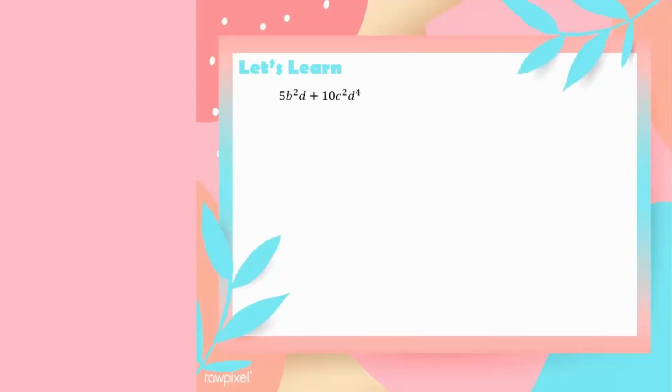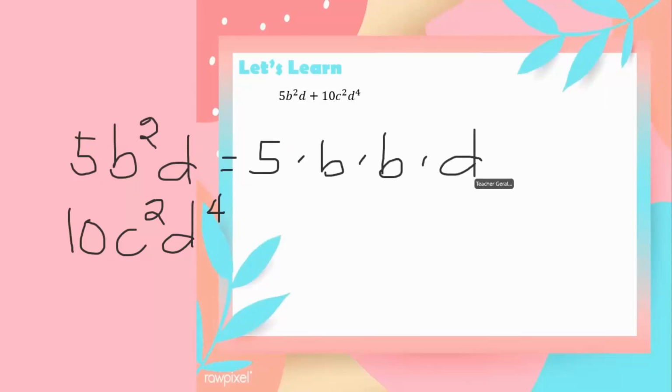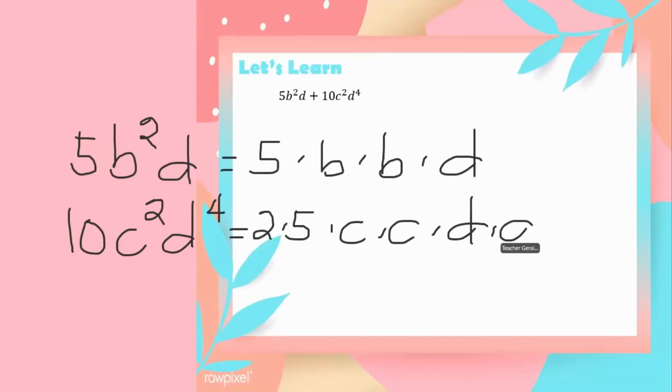Medyo madali na to kasi dalawang terms lang. So, 5b squared b. Okay? At itong isa ay 10c squared b to the fourth power. Okay? So, let's try to get the prime factorization. 1 at saka 5. So, 5 na lang lagay natin. Times b times b times d. How about this one? Okay, 2 times 5. So, dapat magkasunod yung factors niya. And then, C times D times D times D kasi 4.